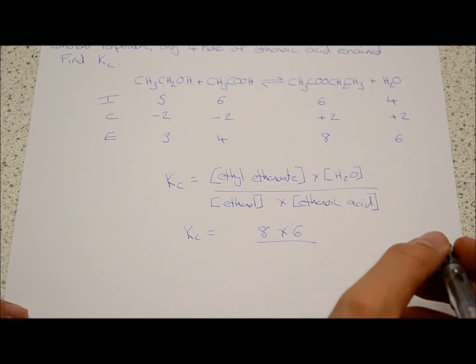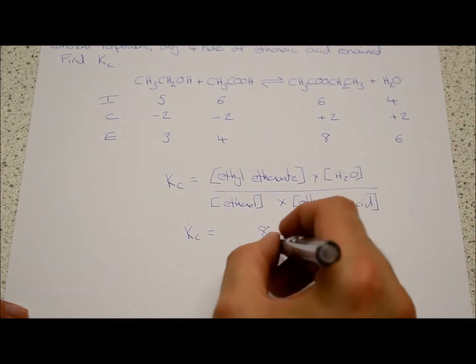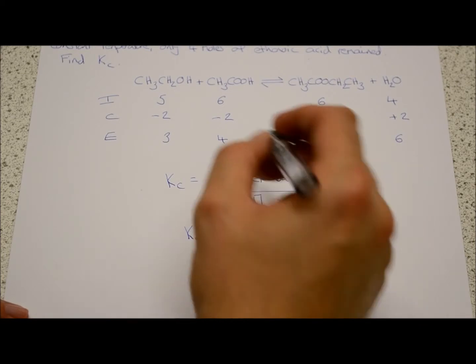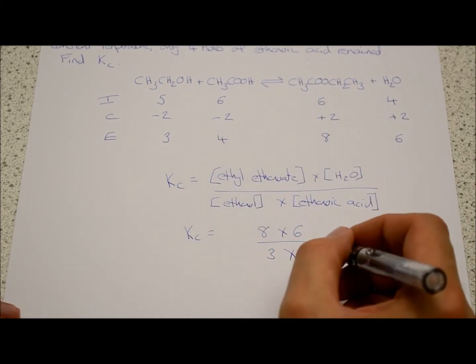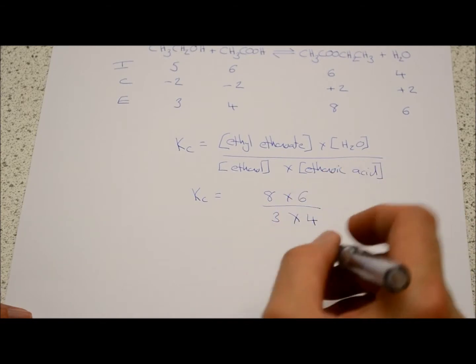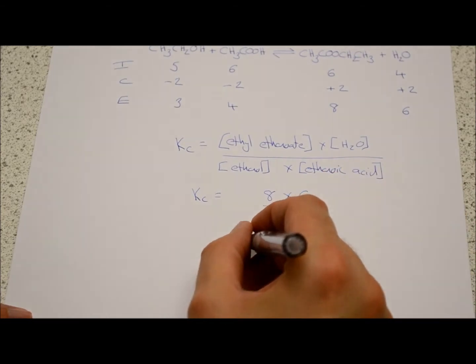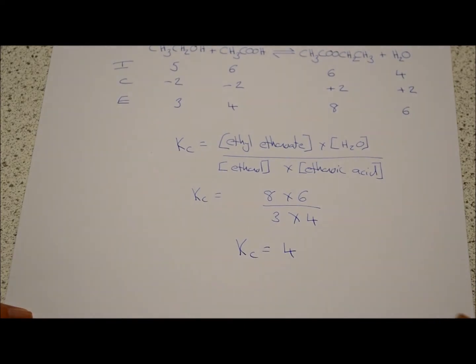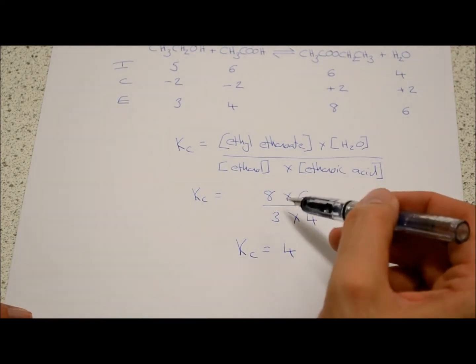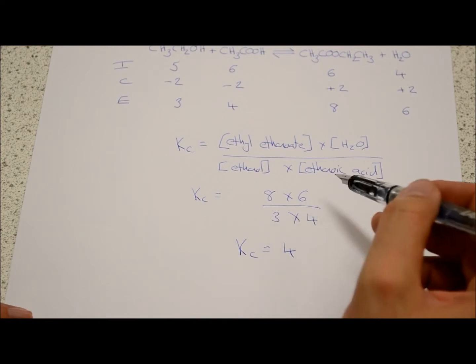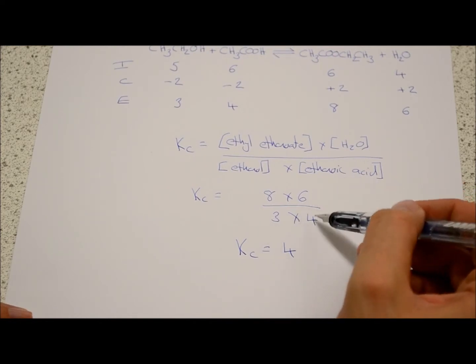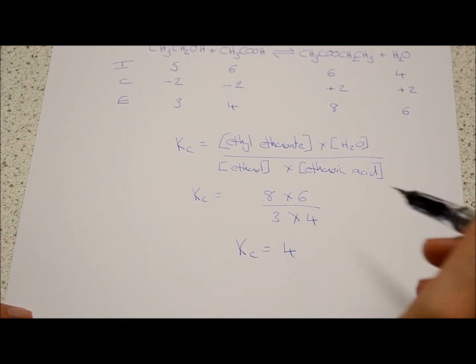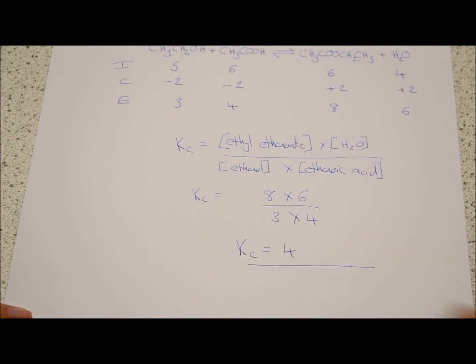Divided by concentration of the reactants, 3 times 4. And if we put that into our calculator, we then get the answer of Kc equals 4. And if we work out the units, moles per decimeter cubed, I cancelled that by moles per decimeter cubed, and then this moles per decimeter cubed is also cancelled out by this moles per decimeter cubed, so the answer is 4 with no units.